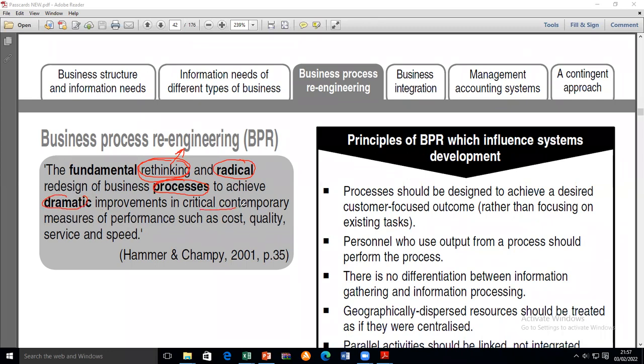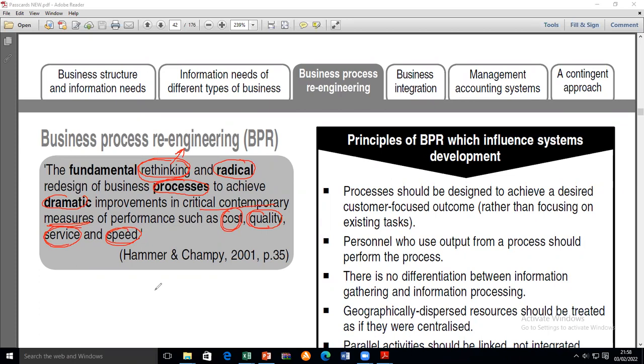In critical contemporary measures, what are these measures? Cost. You want to reduce the cost. We want to improve on the quality. We want better service. And also we want speed. So these are 4 areas or KPIs in which you want to see improvement. So after BPR, we expect that all these would improve.